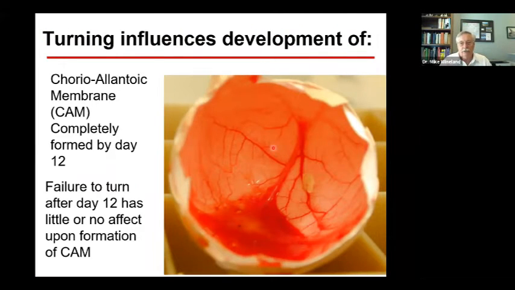Okay, this is the chorioallantoic membrane. It's completely formed by day 12 of incubation. It has to go completely down to the bottom of the egg. And failure to turn after day 12 has been shown not to have any real effect upon further formation of the CAM.